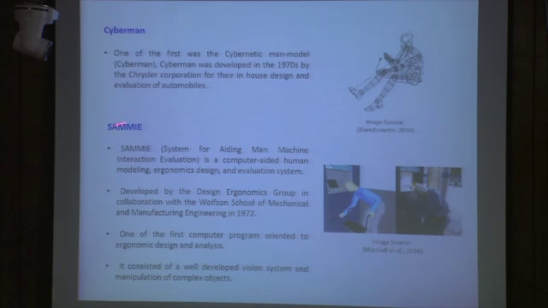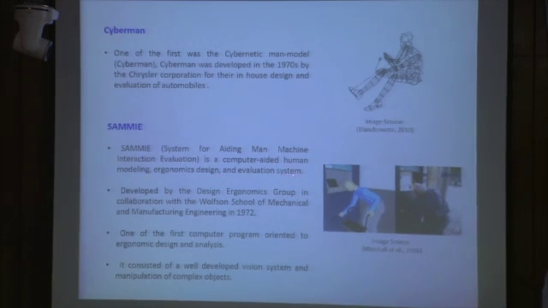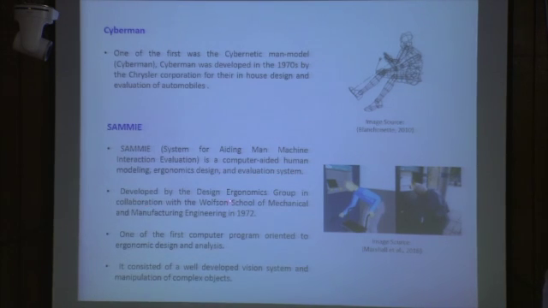Then other software like SAMI came. SAMI, full form System for Aiding Man-Machine Interaction Evaluation, is a computer-aided human modeling, ergonomic design and evaluation system, developed by the Design Ergonomics Group in collaboration with the Wolfson School of Mechanical and Manufacturing Engineering in 1972. This is one of the first computer-based digital human modeling programs for ergonomic evaluation. It consisted of a well-developed vision system and manipulation of complex objects.